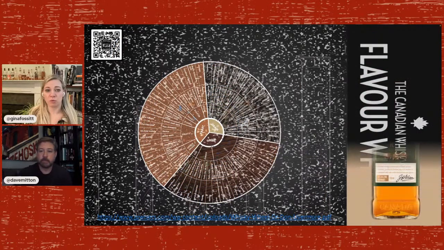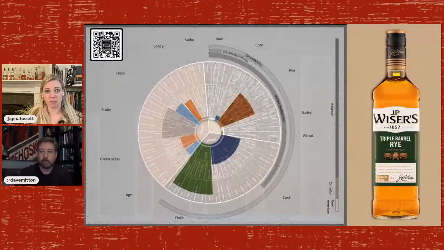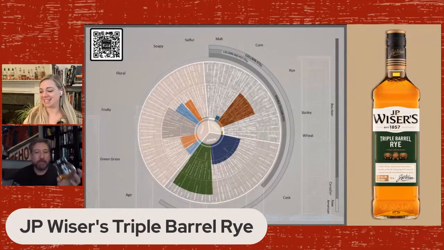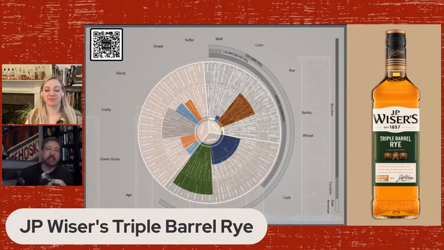Here is Triple Barrel Rye sitting on the polar histogram. And I think that we should taste this, Dave, while we have the polar histogram up. Let's do it, Professor. And J.P. Wiser's Triple Barrel Rye, you guys, I'm sure it's all instilled in your brain now.